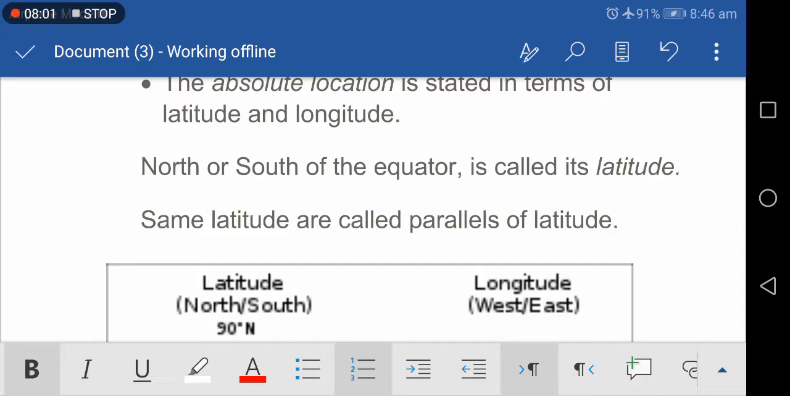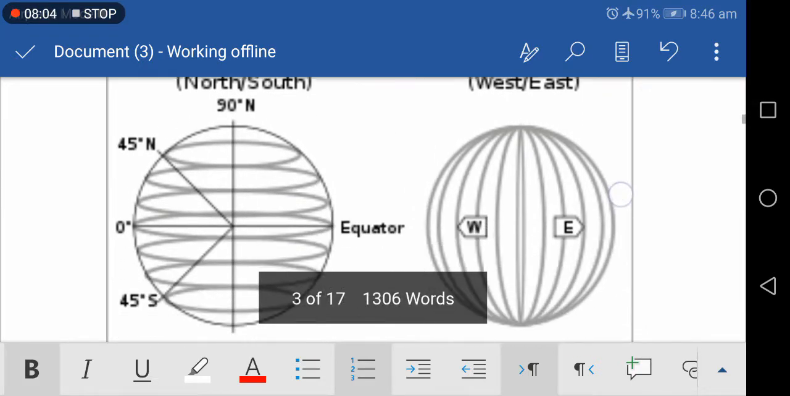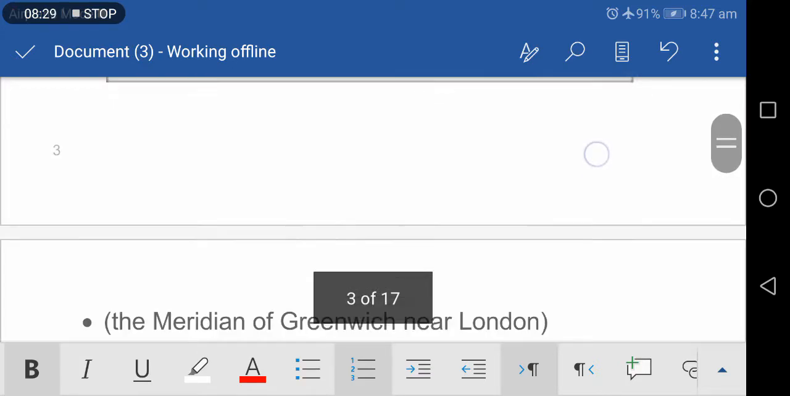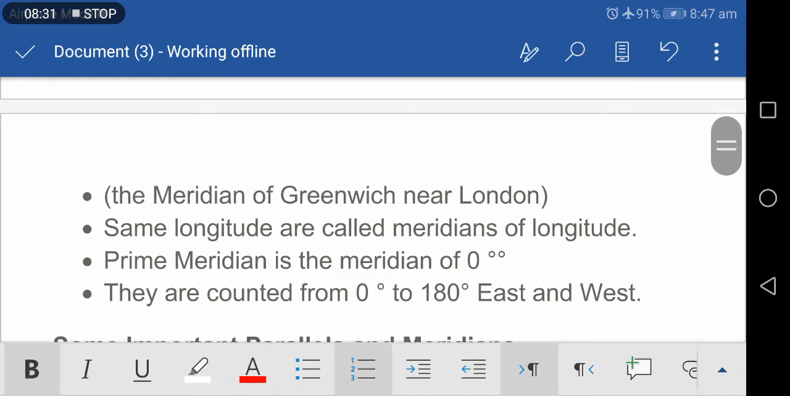Lines joining places of the same latitude are called parallels of latitude. Their values range between 0 degree at the equator and 90 degrees north and south, the two poles of the Earth. The longitude of a place is its angular distance to the east and west of the prime meridian, the meridian of Greenwich near London.